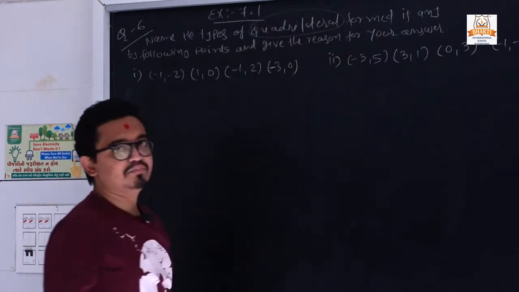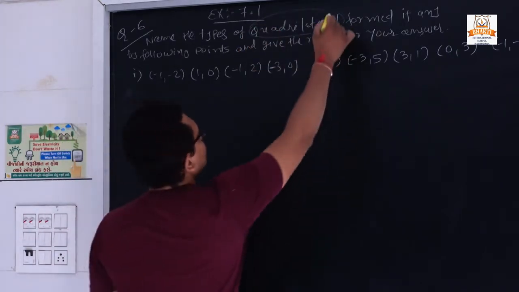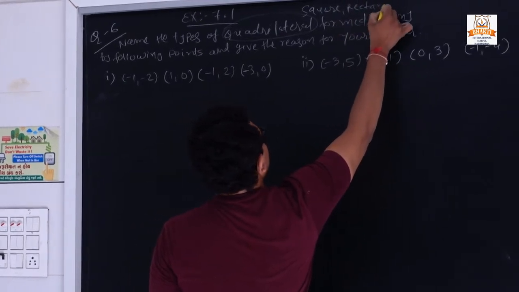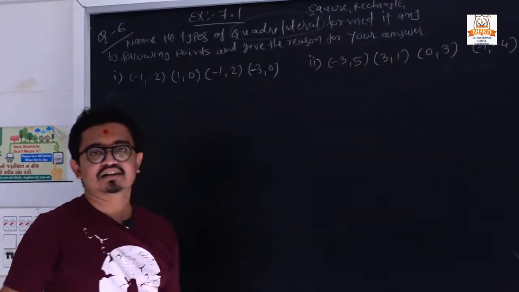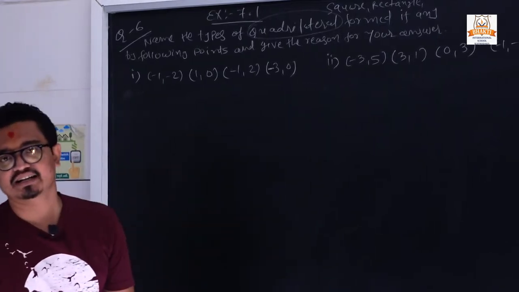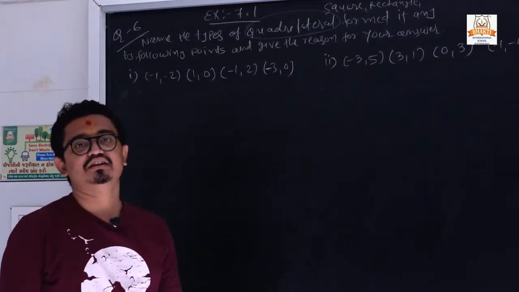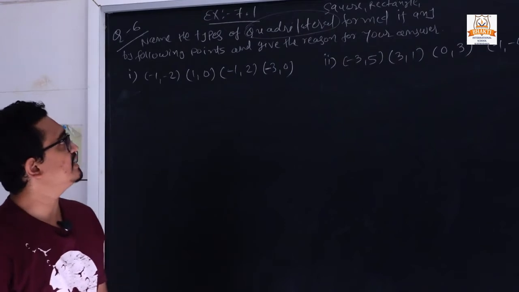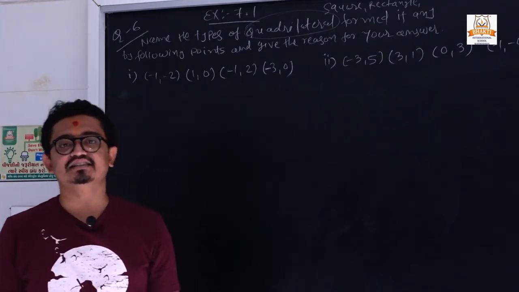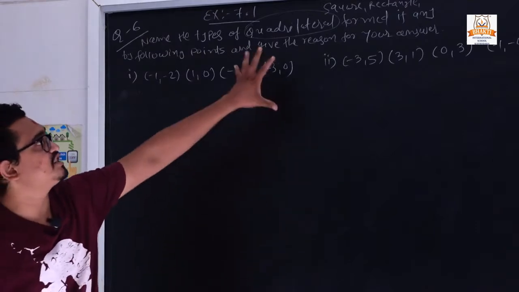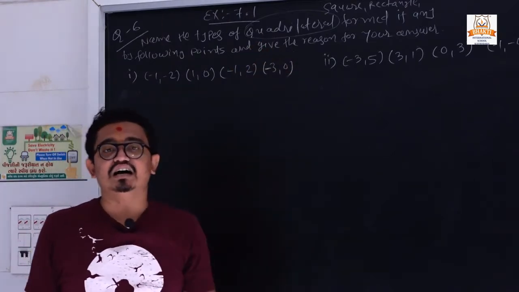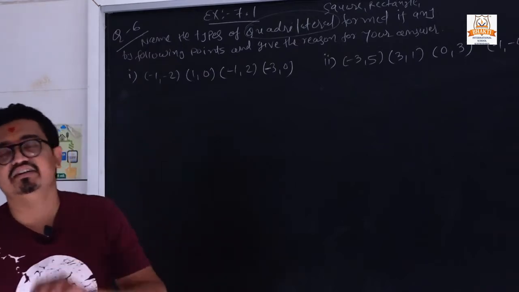There are a number of types of quadrilateral, like square, rectangle, parallelogram, rhombus, trapezium, etc. Clear? All of these have different properties. According to its shape and properties, we can declare what kind it is. If all sides are the same, we can say that it is a square.